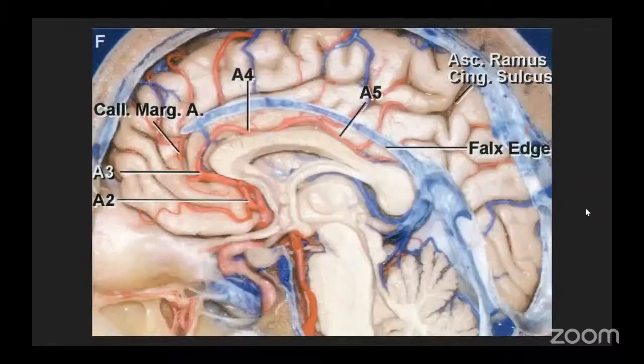Moving on, this is the same anatomy that we have discussed, the A2, the A3. These are segments. Previously, we were discussing the branches. When do we call it A2?